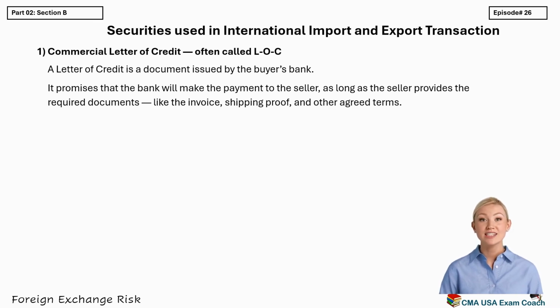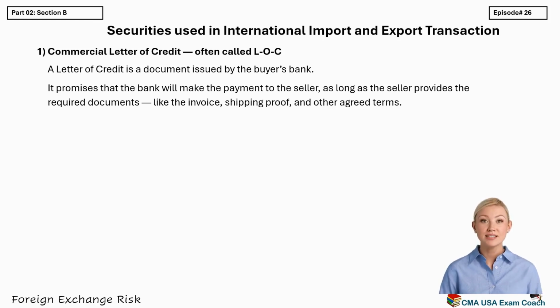A letter of credit is a document issued by the buyer's bank. It promises that the bank will make the payment to the seller as long as the seller provides the required documents, like the invoice, shipping proof, and other agreed terms. So, the letter of credit acts as a guarantee from the buyer's bank. It gives confidence to the seller that the buyer is financially sound and the bank will step in to make the payment if everything is done correctly. This allows the seller to safely proceed with the shipment. Letters of credit are one of the safest and most commonly used payment tools in international trade.